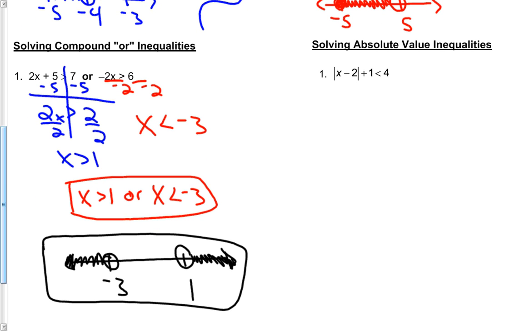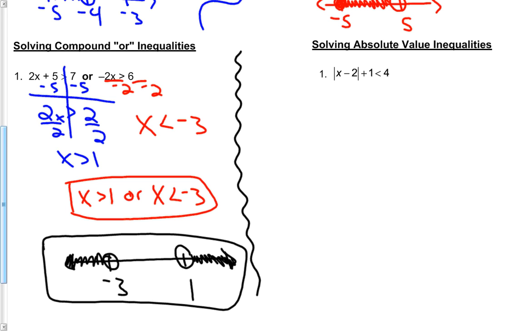Again, it's not always the case, but it's a good rule just to go back and check your answers. If you don't get both tails shaded in for an OR problem, just double check, make sure you didn't do anything wrong. Again, it is possible that won't happen, but most of the problems it works that way. All right, now absolute value.